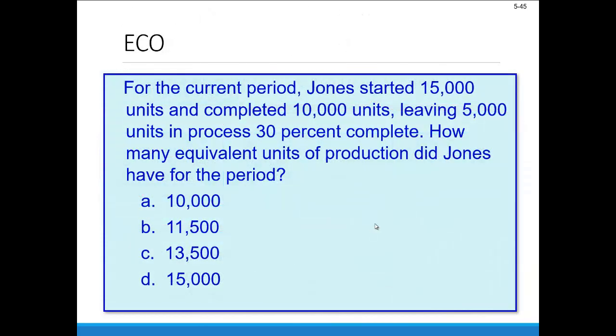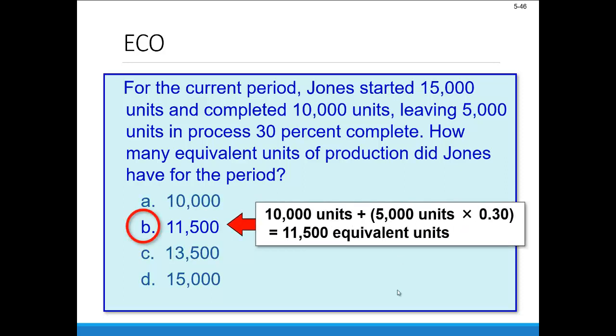So let's try one here. For the current period, Jones started 15,000 units and completed 10,000 units, leaving 5,000 units in process, 30% complete. How many equivalent units of production did Jones have for the period? Pause this, look at the answers, work through it, and then come back for the solution.